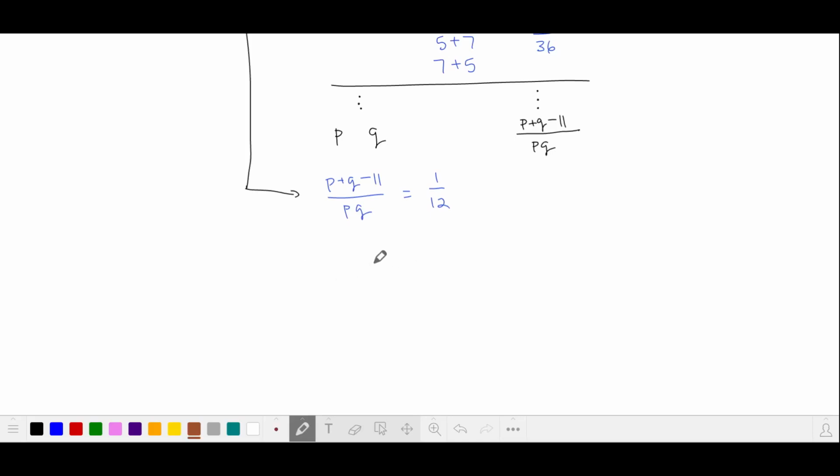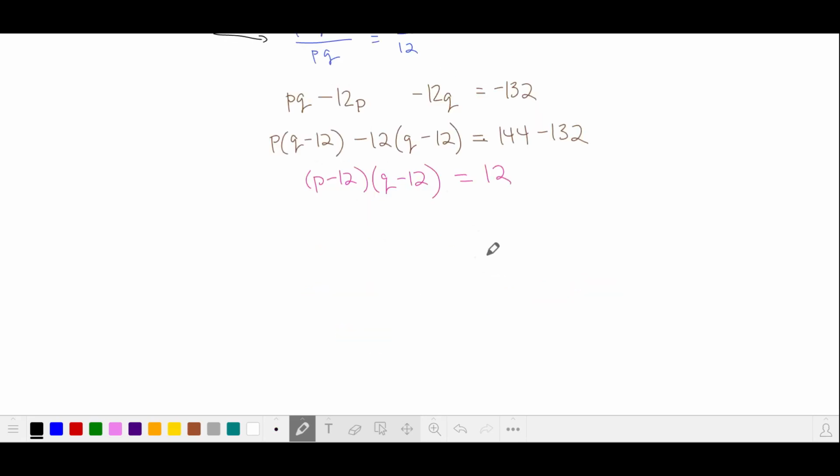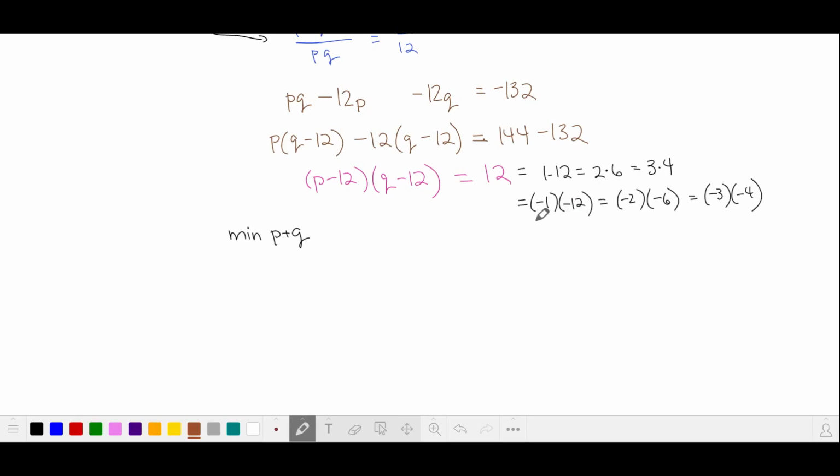Let's multiply by the denominators and collect the terms. This looks like a job for Simon's Favorite Factoring Trick, so we'll factor out P. To get a matching factor, we need to add 144 to both sides. Factoring once more, we have the product of two integers equals 12. Here's our usual candidate of factors, but we want to minimize the sum of P plus Q, so we need to also look at the negative factors. We quickly eliminate -1 and -12 because that gives us 0 faces for one of our dice. So let's try -2 and -6.